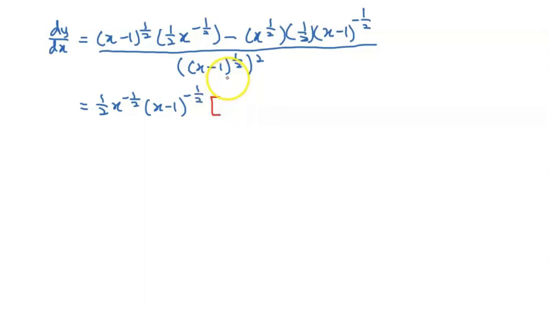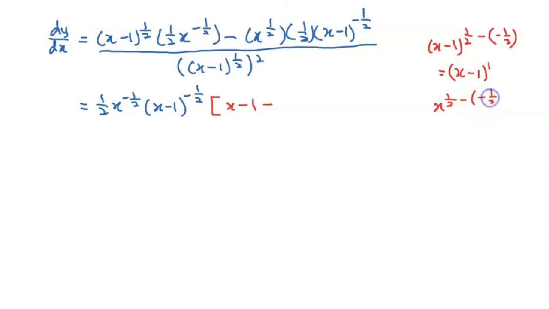Now we calculate the remaining factor. So, x minus 1 to the power of half. Factorize out the power of negative half. The remaining factor is x minus 1 to the power of 1, which is x minus 1. Then, minus, at the back part, x to the power of half. Factorize out negative half equals x to the power of 1. So, the remaining is x. So, 1 over 2, x minus 1 to the power of negative half is factorized out.